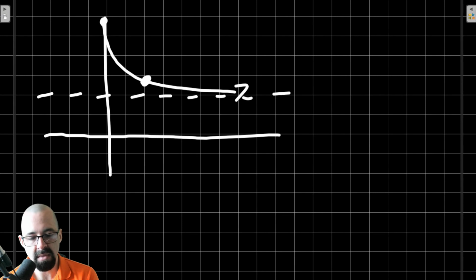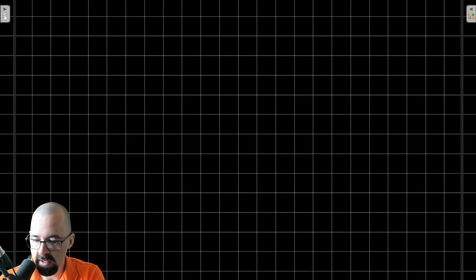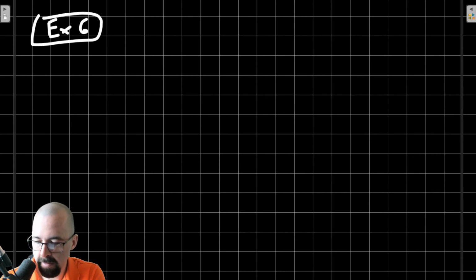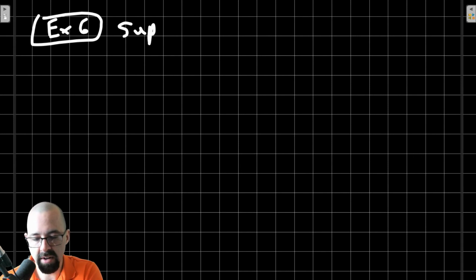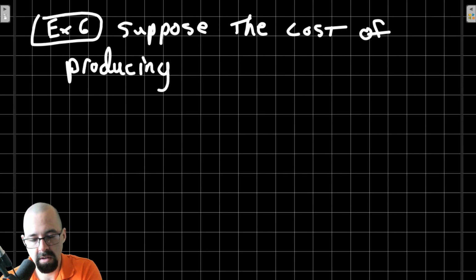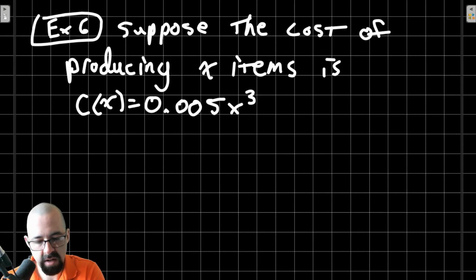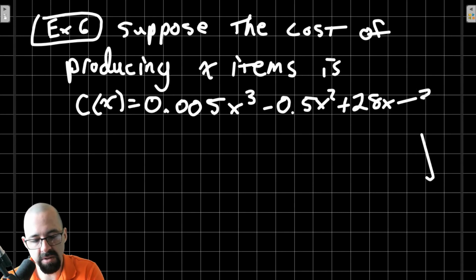All right. Let's do one more example just for good measure. Example 6. Suppose the cost, we'll look at a cost function again. Suppose the cost of producing x items is given by this cost function. C of x equals 0.005x cubed minus 0.5x squared plus 28x plus 300.